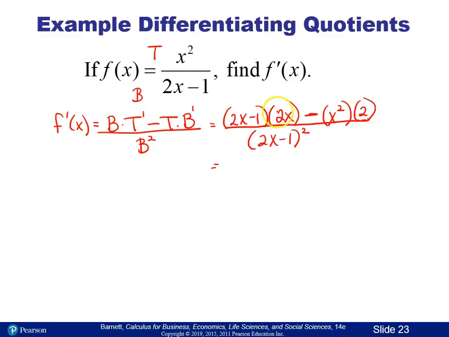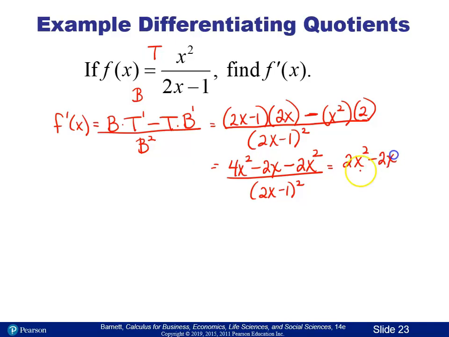Generally you're only going to simplify the numerator part of this. So that's going to be 4x squared minus 2x. And then here this is going to be minus 2x squared. Don't try to multiply the bottom out, just leave it like it is. So you'll have 2x squared minus 2x over 2x minus 1 squared.